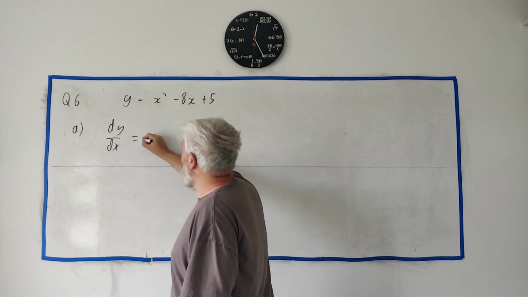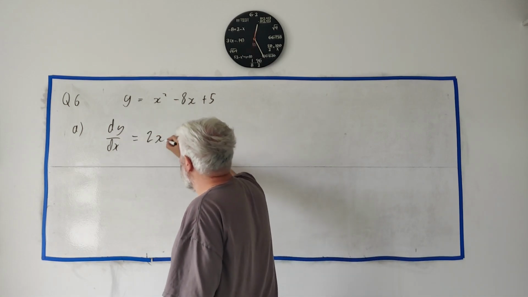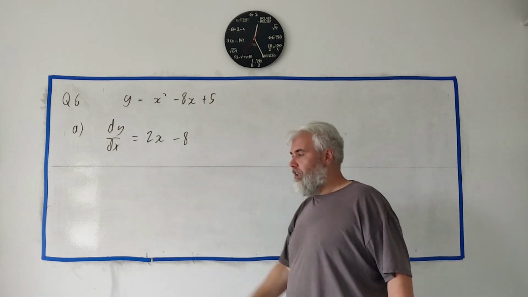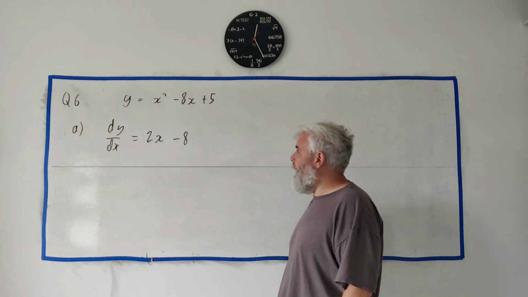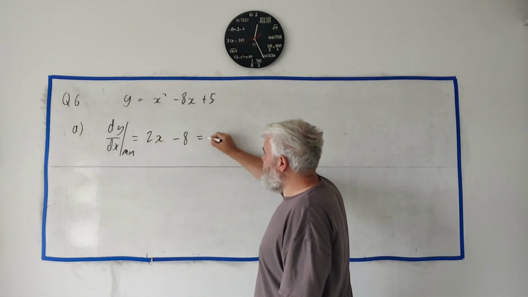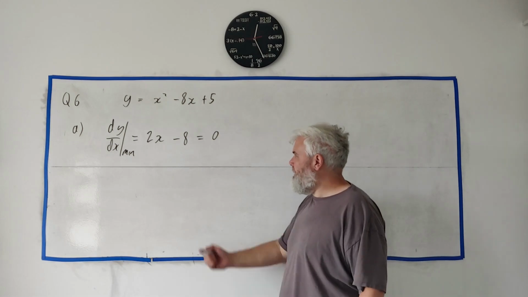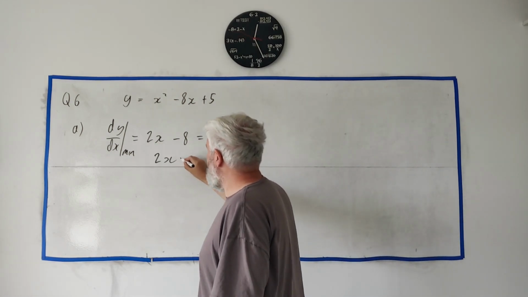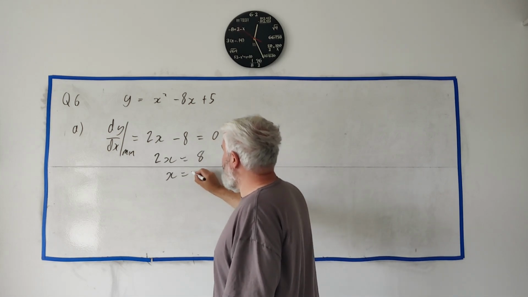Let's find the derivative. dy dx of this is 2x. Derivative of minus 8x is minus 8. Derivative of 5 is 0. And the derivative at a minimum is equal to 0. So that allows us to solve for x. We can rearrange this. We get 2x is equal to 8. x is equal to 4.